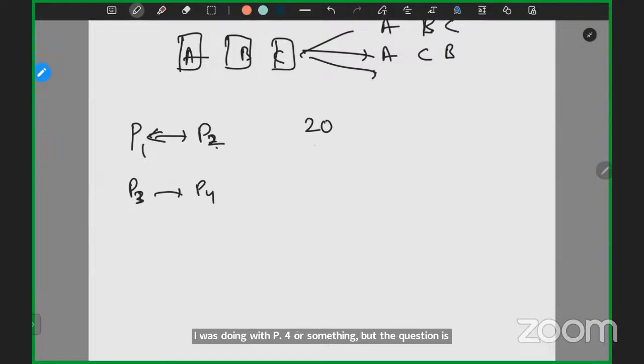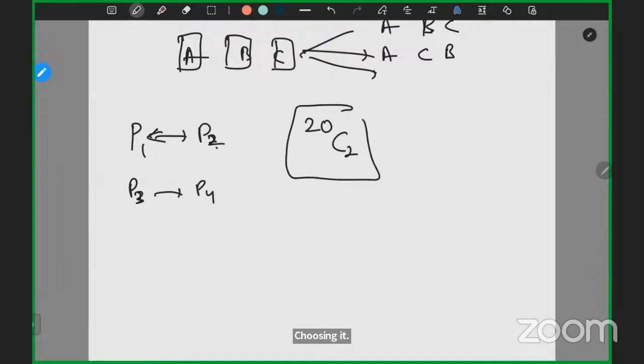So you can see we have 20 people. We are choosing two people to come in front, and they do a handshake, right? That's the simple logic, and this will come out to be 190.